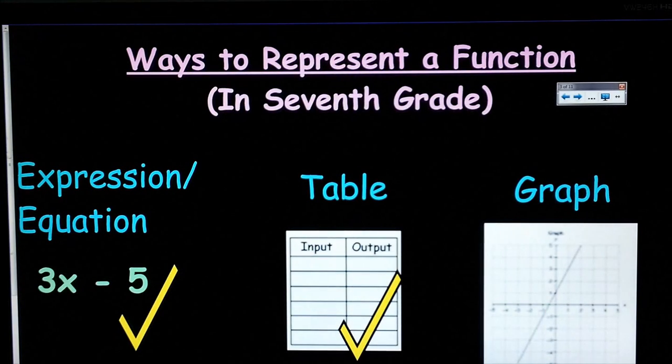When we're looking at a function in 7th grade, we're going to look at it in 3 different forms. We've already looked at expressions and evaluating expressions, where we plug in a number and see what value we get out. That's why it has a yellow check. We've also looked at function tables where we have an input and an output. And we've already looked a little bit at graphing, but we haven't actually graphed a function table. So that's what we're going to look at in today's lesson.